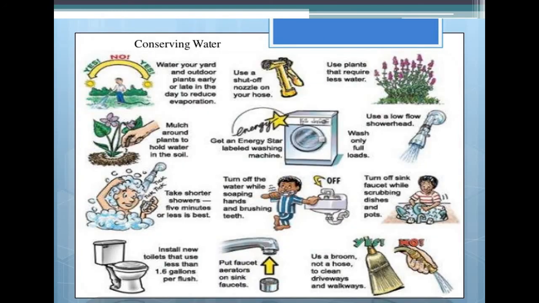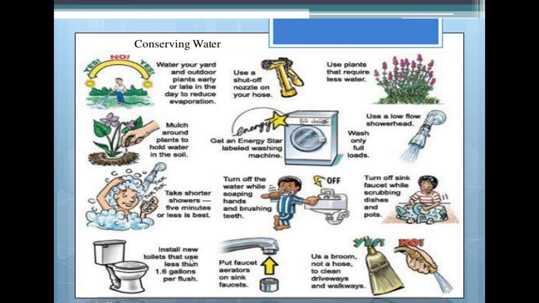Here we have some other methods for the conservation of water. Water your yard and outdoor plants early or late in the day to reduce evaporation. Mulch around the plant to hold water in soil. If you remember, in the conservation of soil, we have studied about mulching. So mulch means putting different organic materials to cover and mulch around the plants to hold water in the soil. Shortest shower, 5 minutes or less, is best.